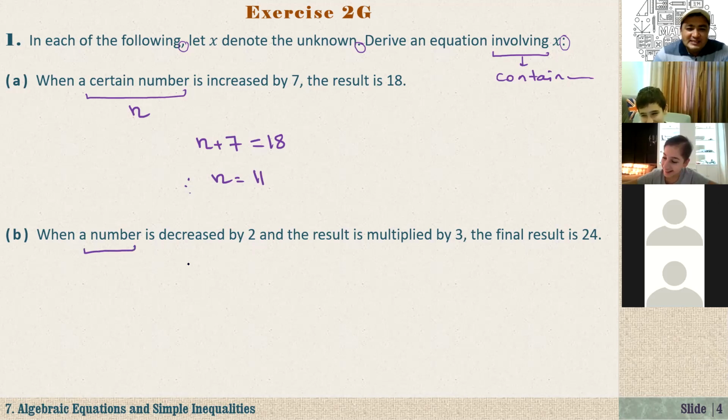So a number we don't know is decreased by 2. Let's say that number is y. And we are decreasing it by 2. That means we are subtracting 2 from it. And the result, y minus 2, is the result of this operation, and it is multiplied by 3. So we are multiplying the result by 3. Okay? So the final result is 24.